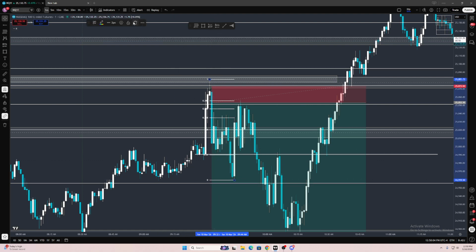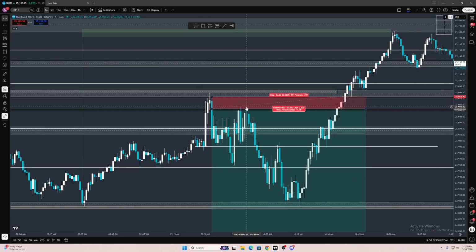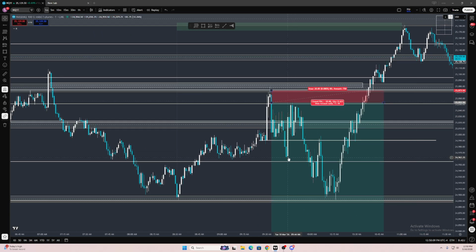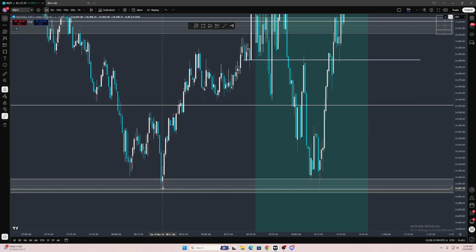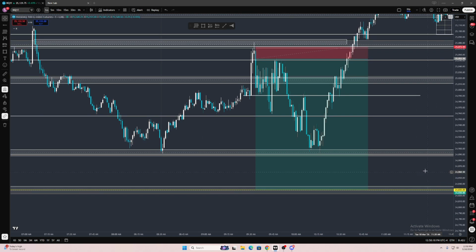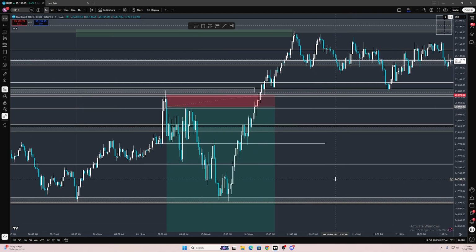Literally just using the fib and overlapping with a simple PD array such as a fair value gap gets you entries like that. Then we took it down, took partials here, and also took partials here, because even though we didn't take this low, and this is around true day open and this low volume node, we had an SMT with ES. And you know, if there's a bullish SMT, well, that's literally where price went up.